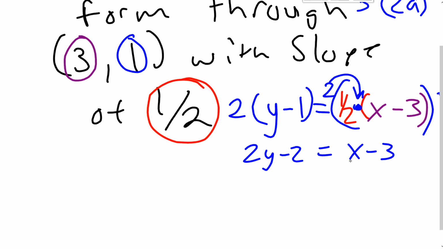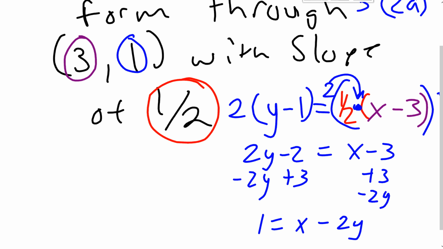Well, anyways, we're going to go ahead and add 3 to both sides and subtract 2y on both sides. So we have 1 equals x minus 2y. So there you go, no fractions and positive x. Okay, so there it is in standard form.